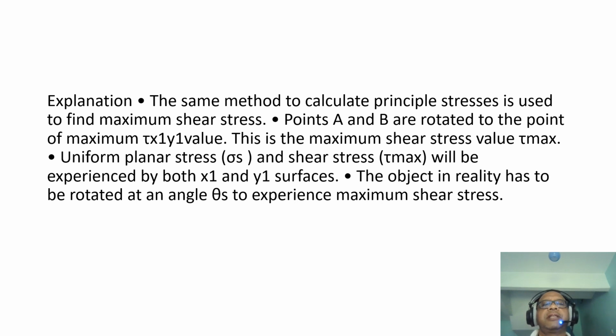So the explanation is that the same method can be used to calculate principal stress to find the maximum shear stress. Points A and B are rotated to the point of maximum stress value. This is the maximum shear stress value, which is tau max. So uniform planar stress, sigma s, and shear stress will be experienced by both surfaces. So in reality, you have to rotate the angle by theta s to experience maximum shear stress as shown earlier.